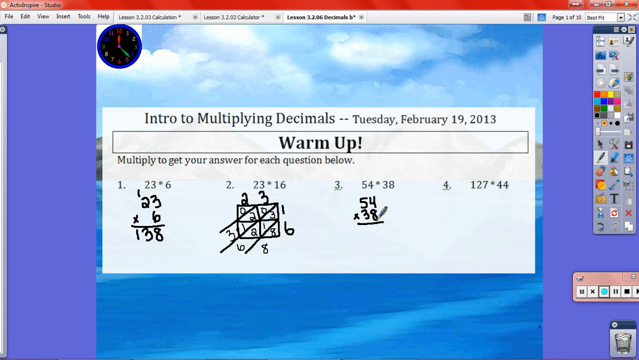These are your ones, 8 ones and 4 ones. 8 times 4 is 32. But then when you do 8 times 5, it's not 8 times 5, it's 8 times 50, because it's 54. And 8 times 50 is 400. And this isn't 3 times 4, it's 30 times 4, because it's 38. 30 times 4 is 120.